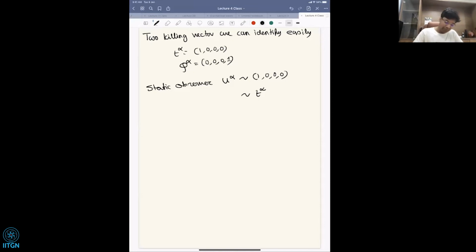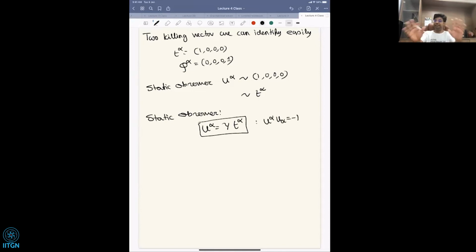So the static observer is defined for the Kerr case. The definition is that the velocity is proportional to gamma into T alpha. This is the static observer, with the caveat u alpha u alpha equal to -1. The observer means it has to be time-like. Note that I'm using the minus plus plus plus signature, so a time-like vector is normalized to u alpha u alpha = -1 in my notation.